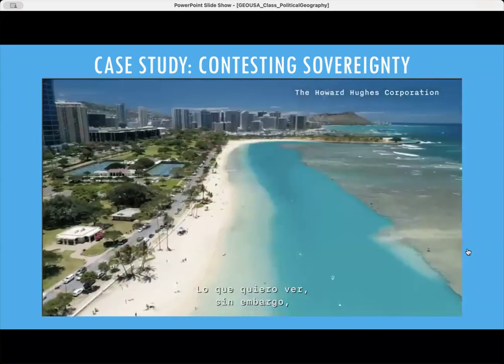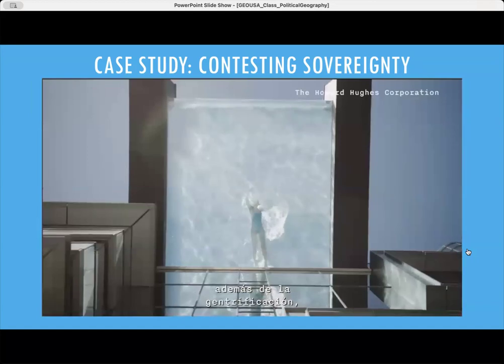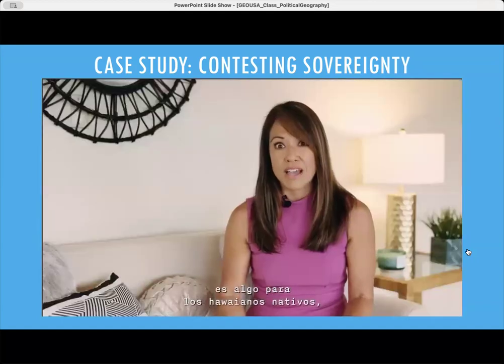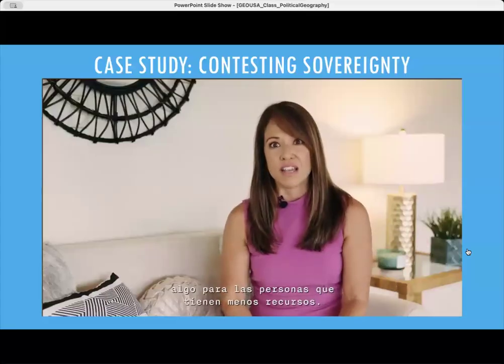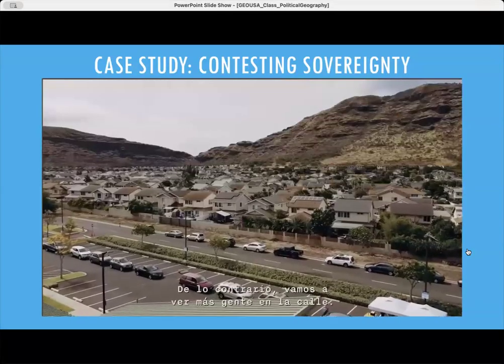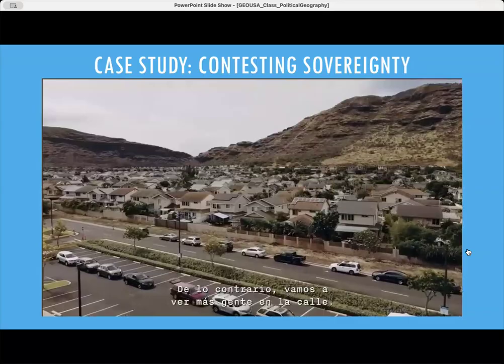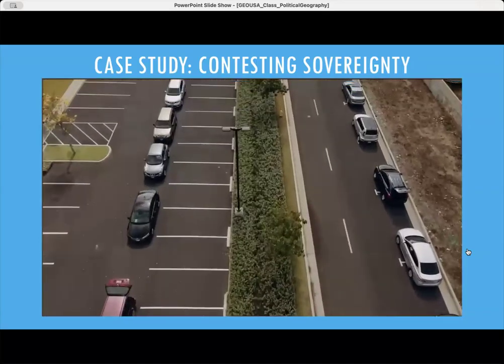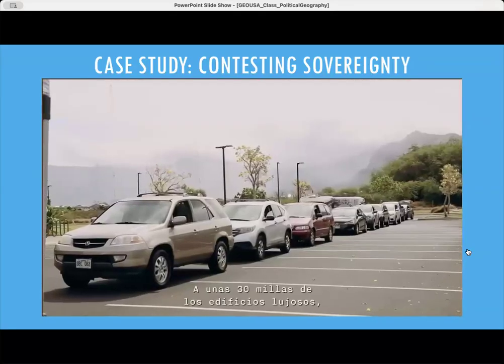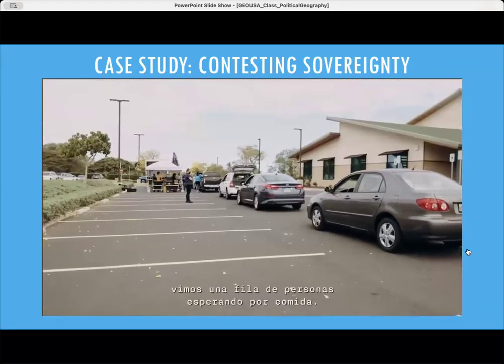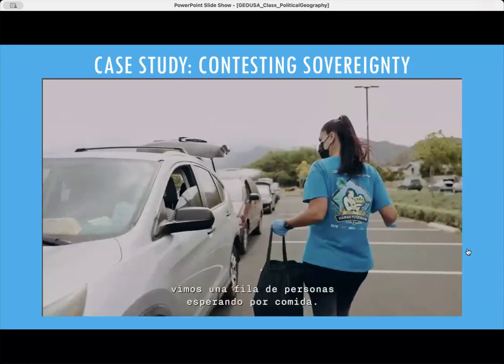What I want to see, though, in addition to the gentrification, is something for Native Hawaiians, something for people that are of a lower income bracket. We have to do something. Otherwise, we're going to see more people on the streets. About 30 miles from the luxury high-rises, we found a long line of people waiting to get food.